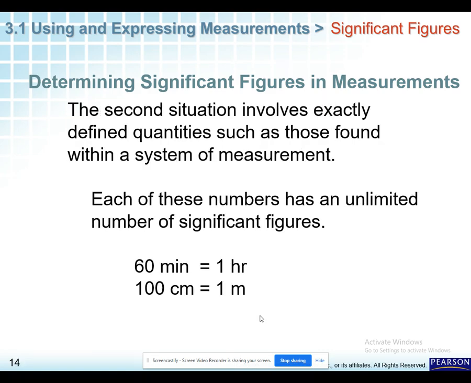The second situation is those in which you call conversion factors. So these are defined quantities as found within a system of measurement. Conversion factors, and we're going to learn about them in more detail coming up, mean the same amount, they just have different units. So 60 minutes equals 1 hour. 100 centimeters equals 1 meter. So those will not count in any kind of measurement either.